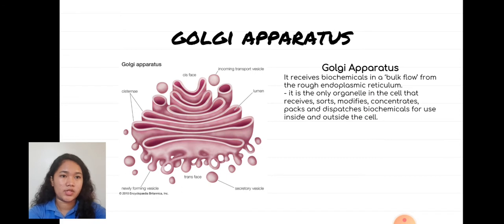Golgi apparatus. It receives biochemicals in a bulk flow from the rough endoplasmic reticulum. It is the only organelle in the cell that receives, sorts, modifies, concentrates, packs, and dispatches biochemicals for use inside and outside the cell.